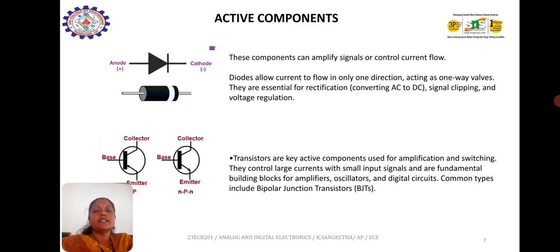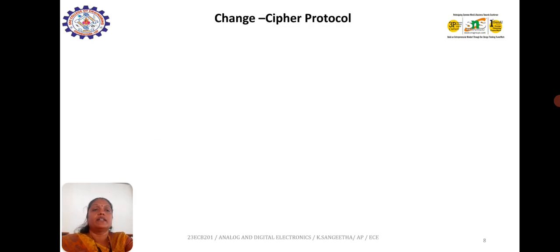And the second one is transistor. The transistor is one of the key active components, mainly used for amplification and switching purposes. They control large currents with small input signals. They are the fundamental building blocks of amplifiers, mainly used in amplifiers, oscillators, and digital circuits. There are two types of transistors, NPN and PNP. So these are the basic details of analog and digital electronics.